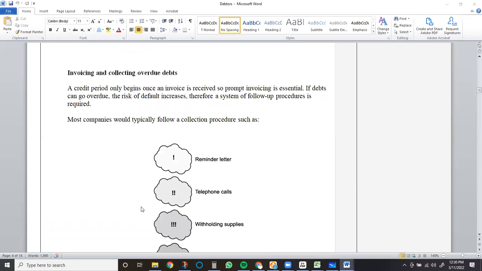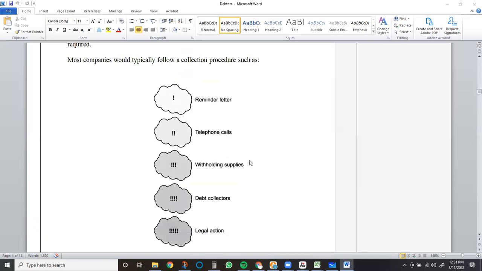So prompt invoicing is essential. If debts go overdue, the risk of default increases. Yes, see, the longer customers take to pay, the greater the chance that those debts would go bad. Therefore, a system of follow-up procedures is required. Most companies would typically follow a collection procedure. A reminder letter, this is following up on the debt.